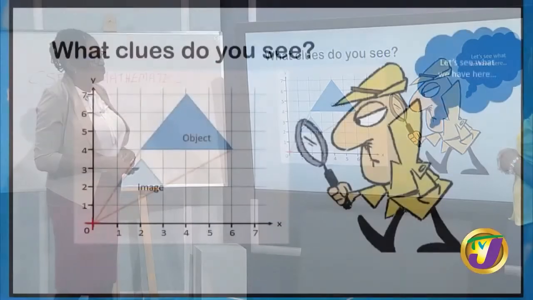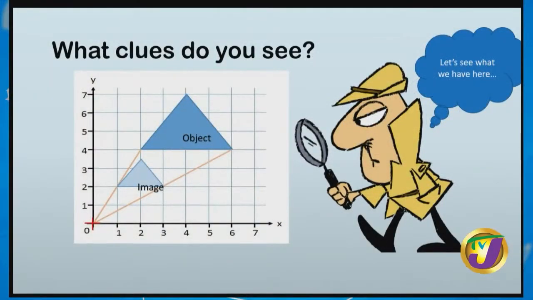Okay. So here's our next example. And we have our object and image. And notice the object is larger than the image in this case. So what else do we notice right here? I'm also noticing that in both, corresponding points are going to a particular location, the origin. X marks the spot. All right. So what is this location X?